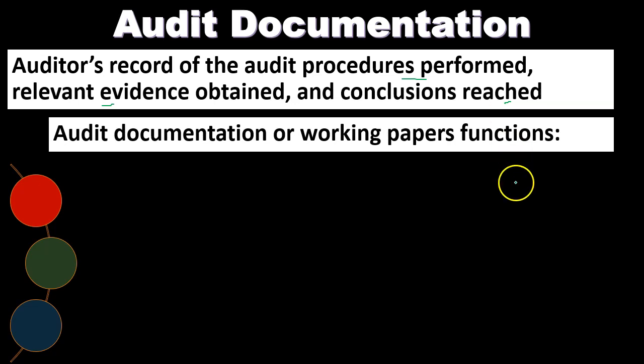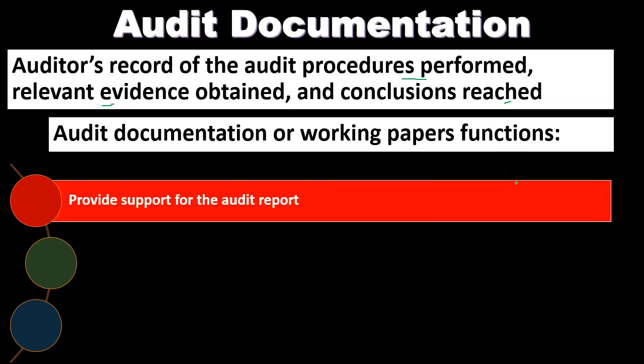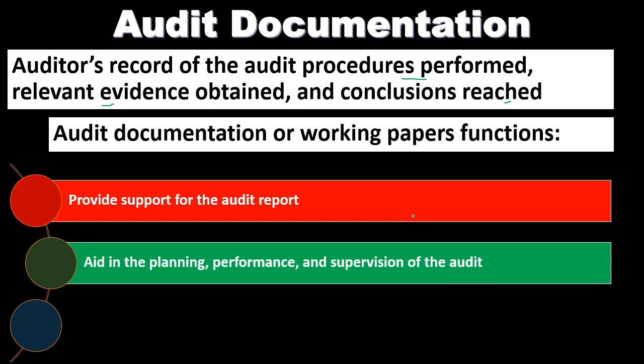Audit documentation or working papers functions. These are the functions of the audit documentation. We often call them the working papers. Working papers being something that we put together on the audit side of things. We're going to include the working papers as part of our audit documentation, part of our evidence, part of our support to our opinion. So they provide support for the audit report. So when we create the audit report, which provides our audit opinion, the documentation will, of course, support that opinion.